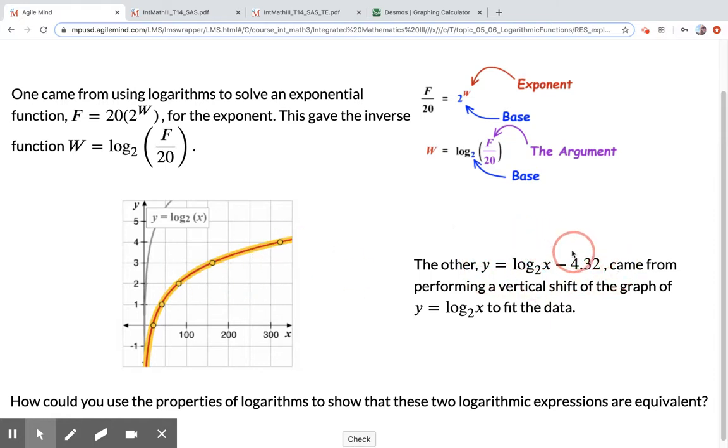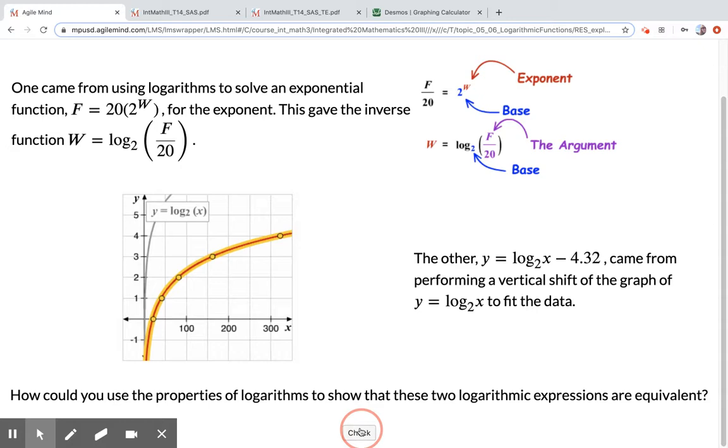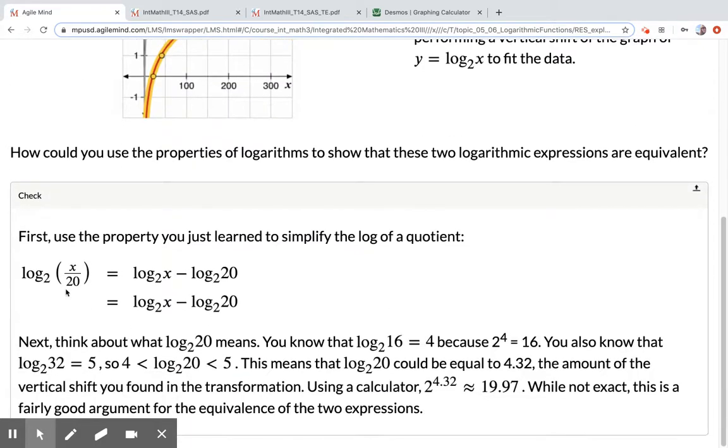And we were like, wait, why does this equal this? Can we talk about that for just a moment? Why are both of these the same? Why are both of these giving us the same graph? Well, guys, check it out. You now know the log difference property. You could actually rewrite this as log base 2 of f minus log base 2 of 20. The log difference property lets us do that.